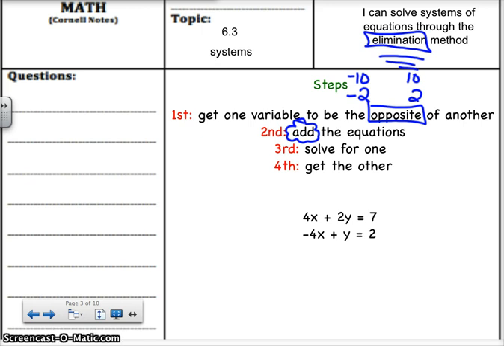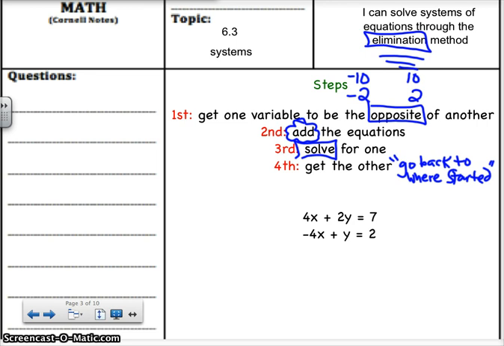Then we're going to solve. So put, whatever you want, around the word solve. And then we need to get the opposite one. We need to go back to the original. So I would just maybe write go back to where you started. So we have opposite, add, solve, go back to where you started.